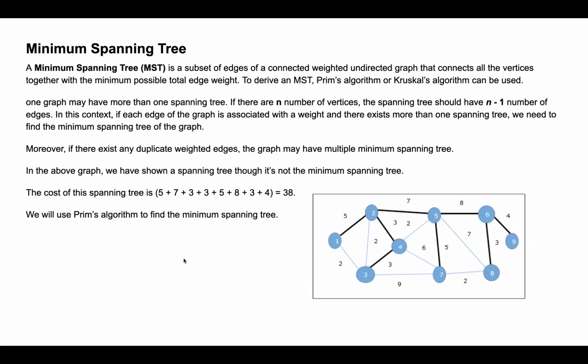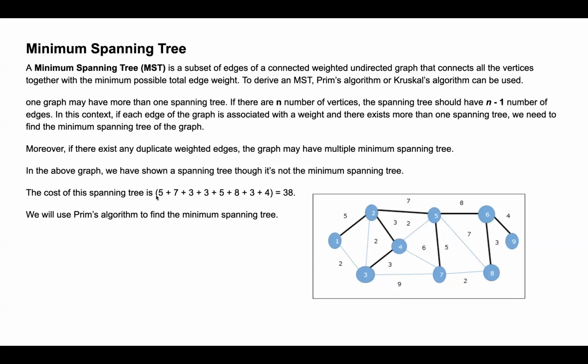Then in the above graph, we have shown a spanning tree, though it's not the minimum spanning tree. We can see here the spanning tree we dealt with here, same is here: 1, 2, 4, 3, then 2 to 5, 5 to 7, 5 to 6, 6 to 8, and 6 to 9. Okay, this is the spanning tree we are dealing with.